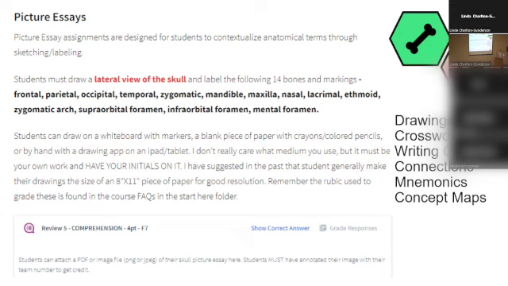So drawing a lateral view of the skull. I do picture essays. I do crosswords. There's an app that I will plug that my students loved this semester where you can make your own Connections game like the New York Times and put in your own words. 100% recommend. They loved it. Concept maps, mnemonics, all that good stuff. Essentially teaching them the study skills that they need to take with them going forward.